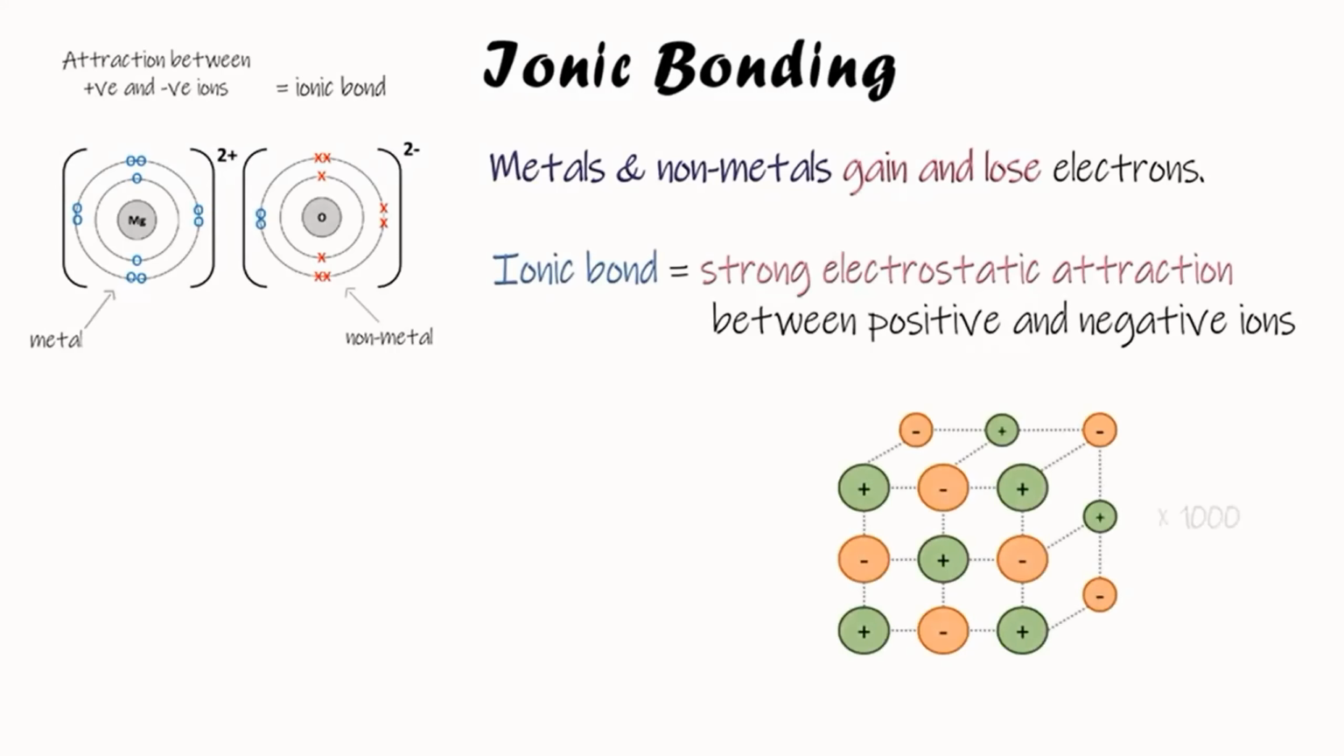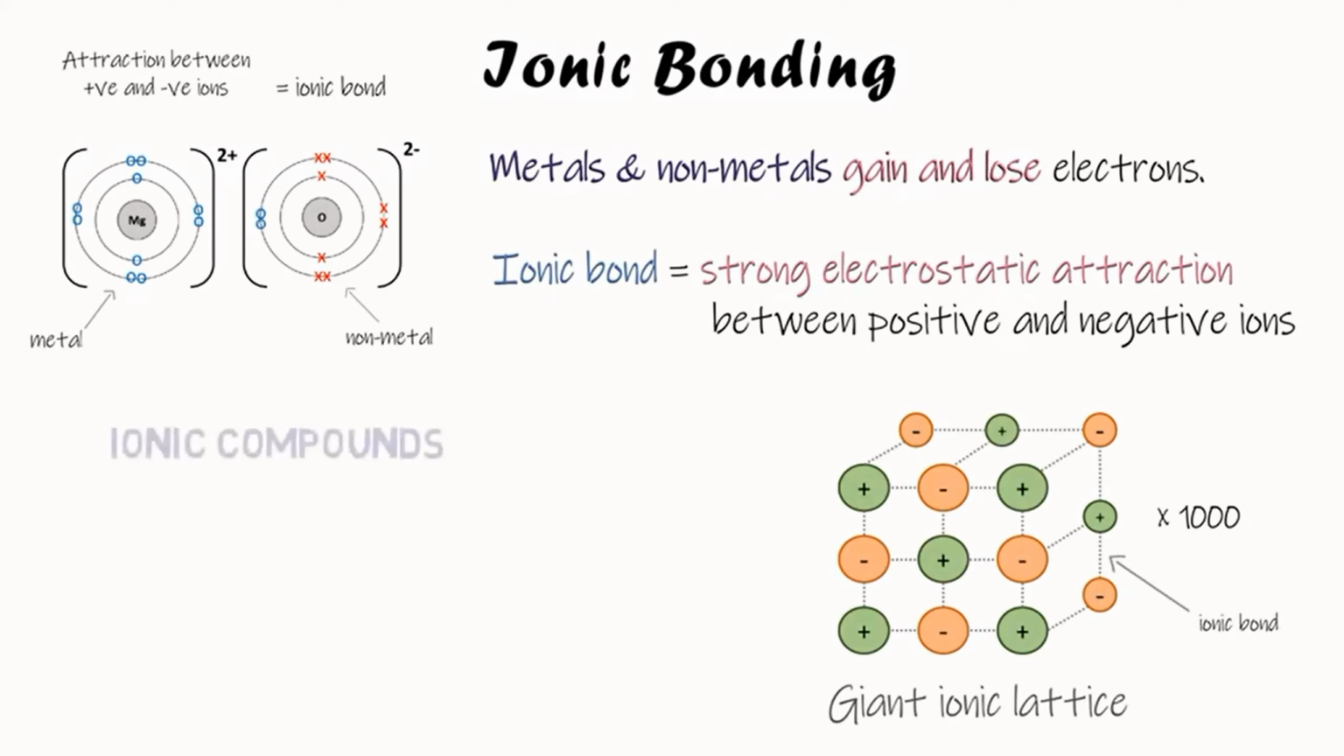So we have our positive and negative ions arranged like this in this big crystal structure. And this would happen thousands and thousands of times over with thousands of atoms. And there's that attraction between positive and negative ions. That is your ionic bond, that strong electrostatic attraction. This structure where you've got thousands of ions repeating is called a giant ionic lattice.